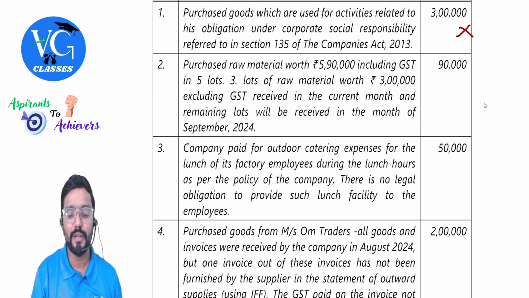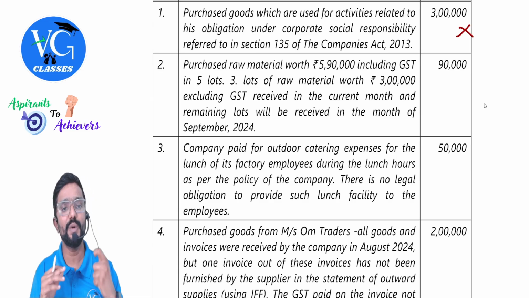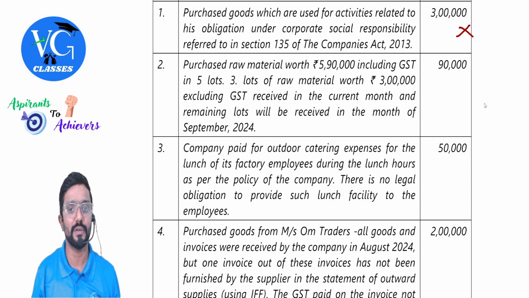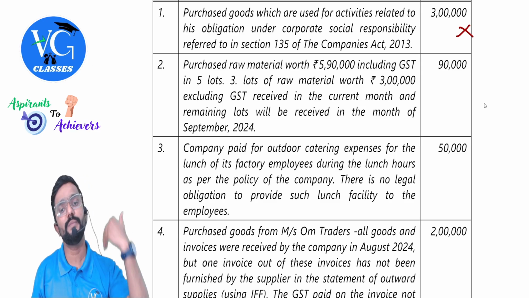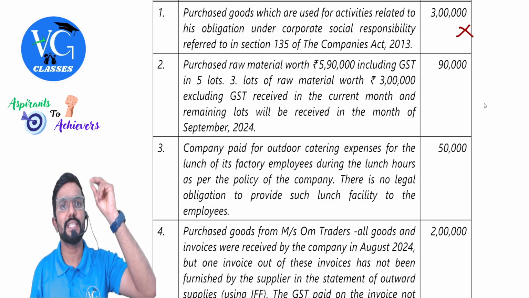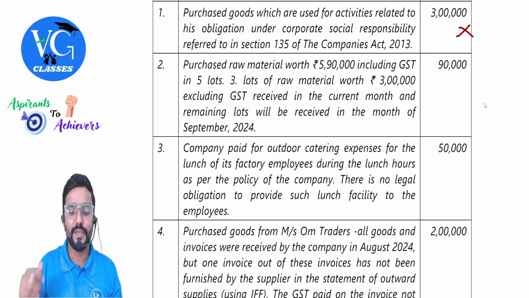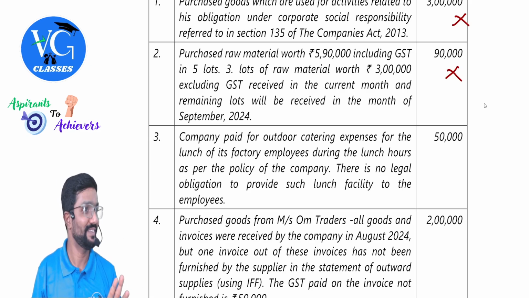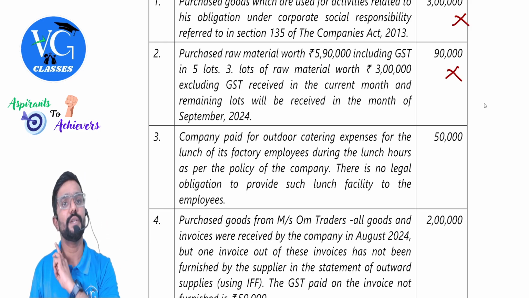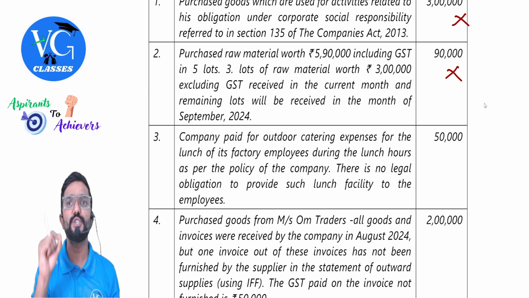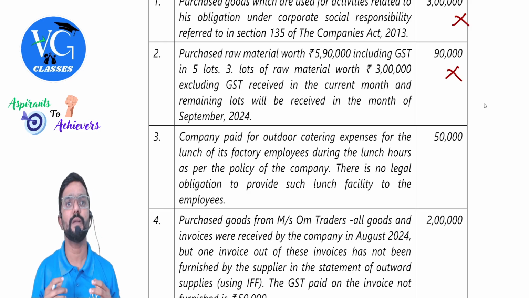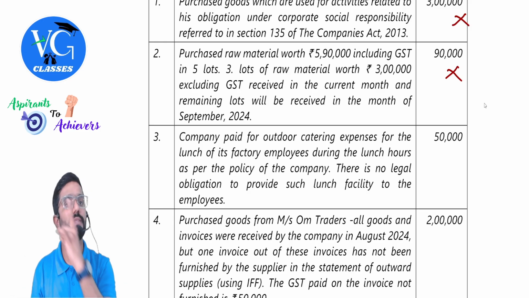Next, purchase of raw material worth 5,90,000 including GST in 5 lots. 3 lots of raw material worth 3 lakh excluding GST received in the current month, and the remaining lots will be received in the month of September. When can the assessee claim full credit? In September. So in the current month, August, can any credit be claimed? No. Sir, 3 lots are received. No, sir. We will claim it proportionately. No, you cannot. When you receive the last lot, you can claim full credit. This is as per the proviso to section 16 subsection 2, guys. When goods are received in lots, you can claim full credit when you receive the last lot.